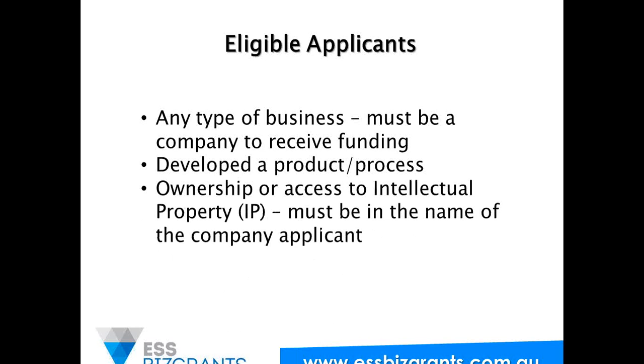And it must be in the name of the company applicant if the intellectual property is owned by the company, or indeed if it's on a license agreement to utilise it. But a license agreement must be basically for at least Australia. It can't be a part of Australia, so it can't be just New South Wales. It has to be for the whole of Australia if they have utilised some intellectual property owned by someone else.